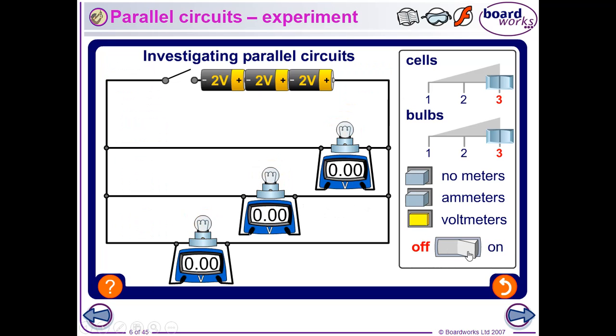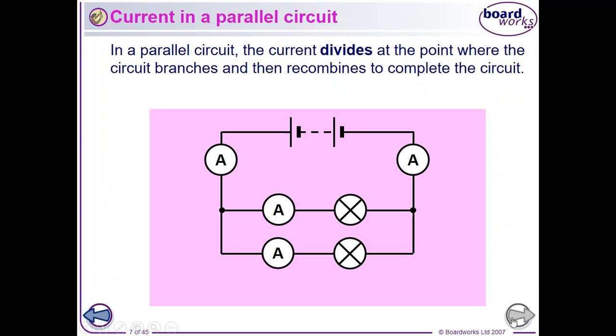And any guesses about what will happen with the voltage? I've got 6 volts here, so I've got 6 volts across each of the bulbs. So in a parallel circuit, the current divides at each junction.